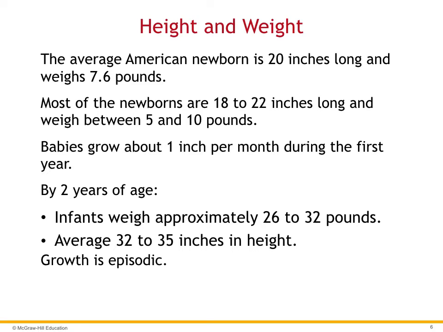Height and weight is really important about looking at an infant and if they are growing the way that they should. The average American newborn is 20 inches long and weighs 7.6 pounds. That is the average. There are a lot of outliers there. Most of the newborns are 18 to 22 inches long and weigh between 5 and 10 pounds. So those are kind of your ranges.